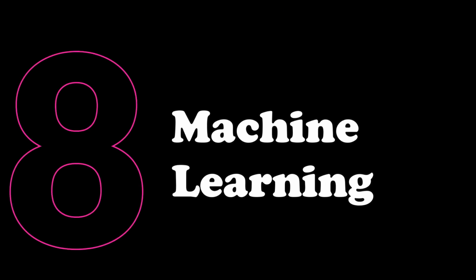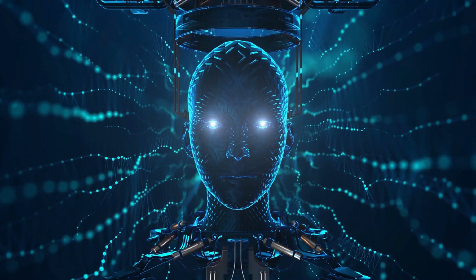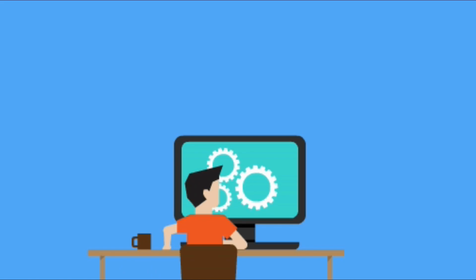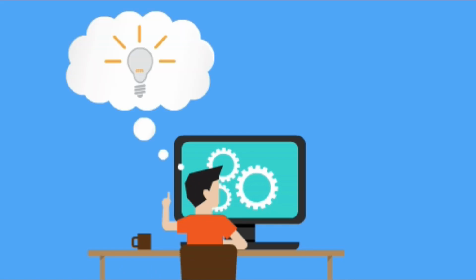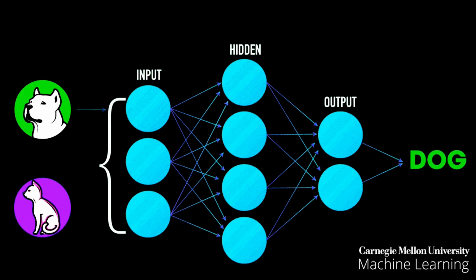The eighth milestone on our AI engineer roadmap is machine learning. The knowledge of machine learning is very important for an AI engineer because it is a fundamental component of artificial intelligence, playing a pivotal role in enabling AI systems to learn from data, make predictions, and adapt to changing environments.